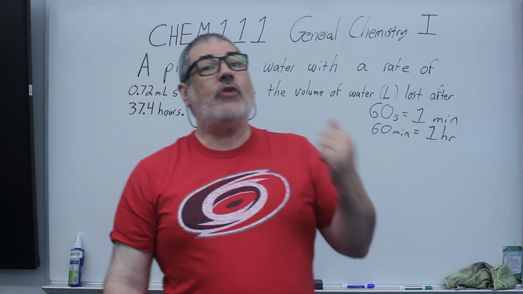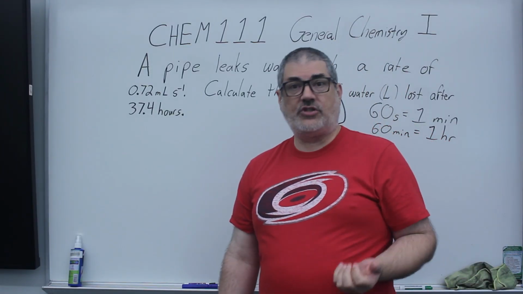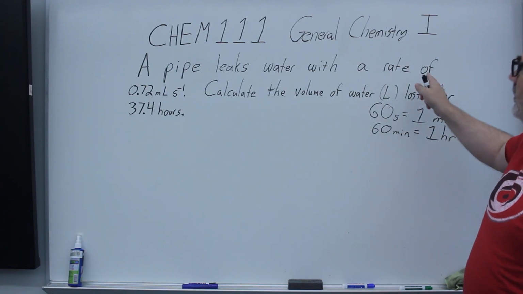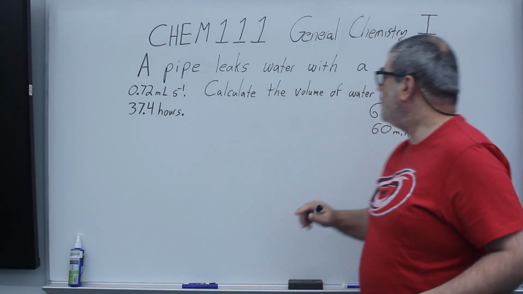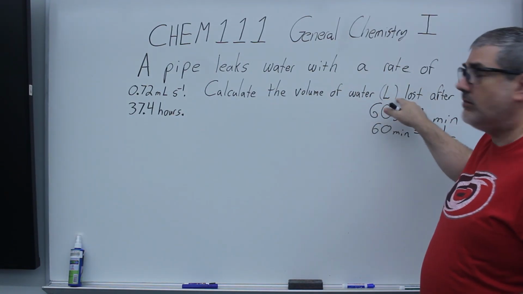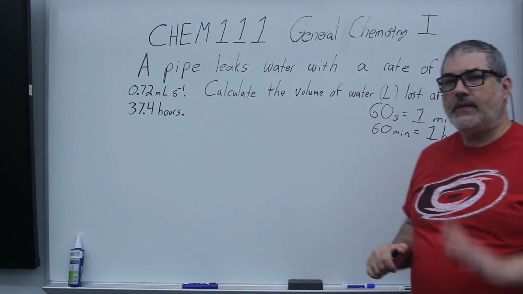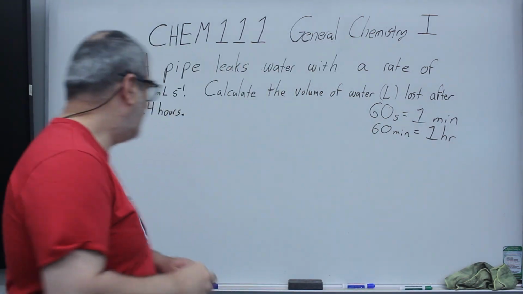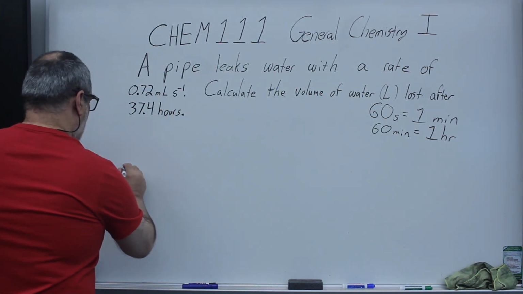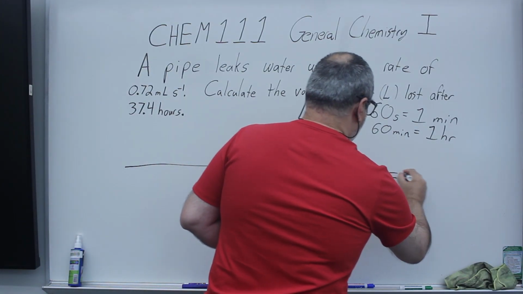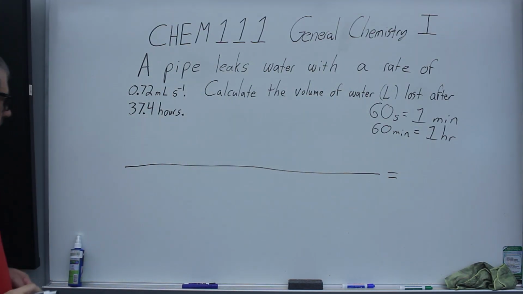Okay? So how do we use dimensional analysis to solve a problem? Okay, so we read this problem. A pipe is leaking, it's got a rate of 0.72. Calculate the volume of water, liters, after 37.4 hours. So with dimensional analysis, I'm going to draw a line, and after it has an equal sign.